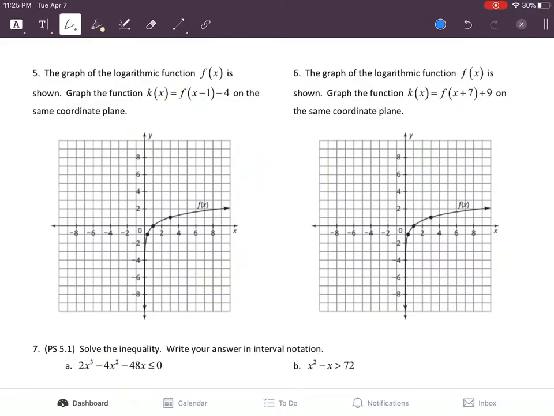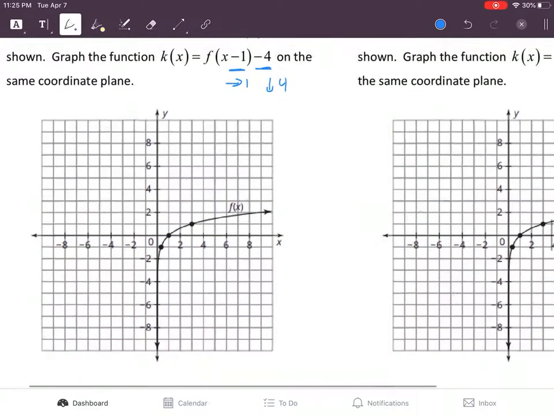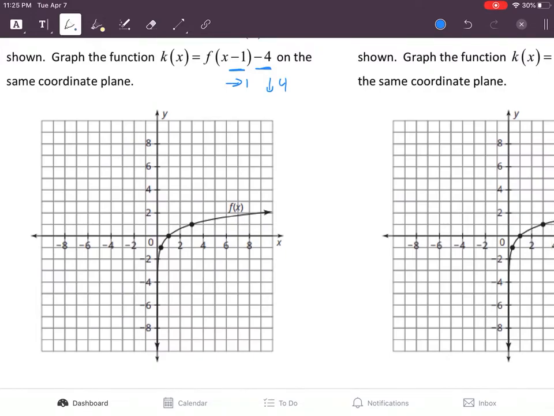We're given a function that has been transformed by -1 on the inside and -4 on the outside. So on the inside, that means we're going to go to the right by 1. Outside means we're going to go down by 4. What we're supposed to do is take the graph that we're given and then transform it using those changes.